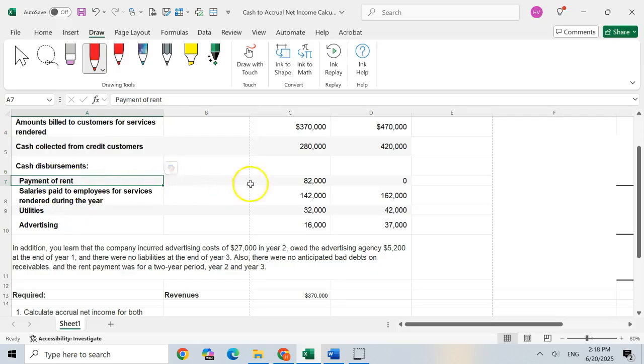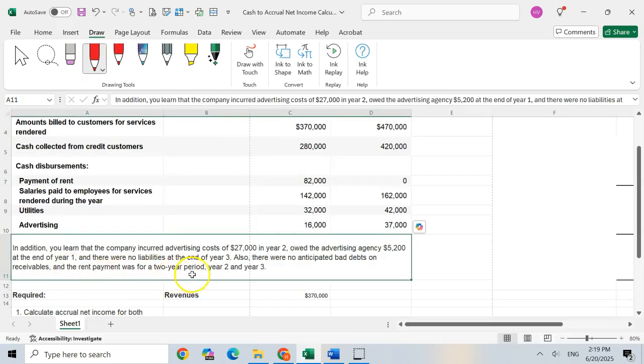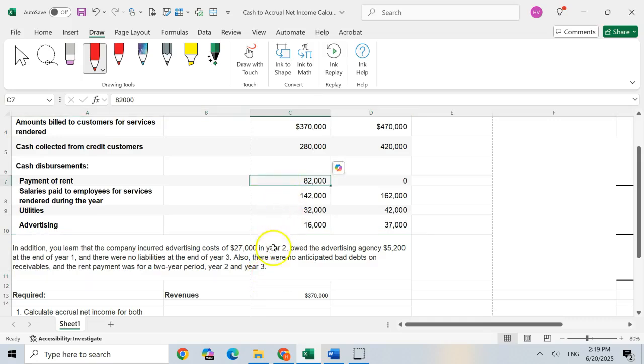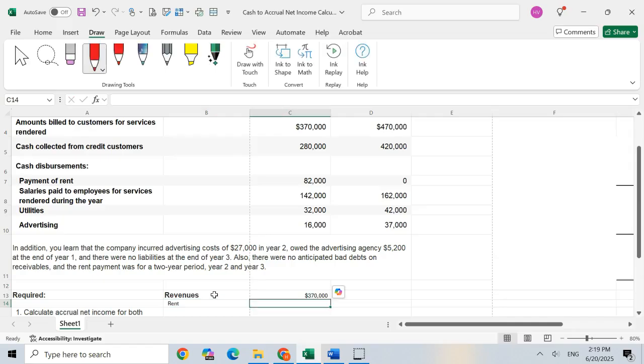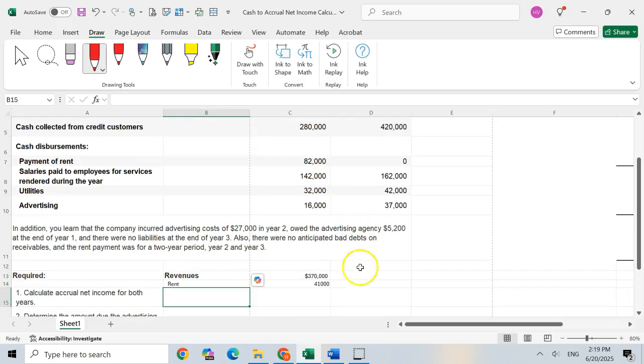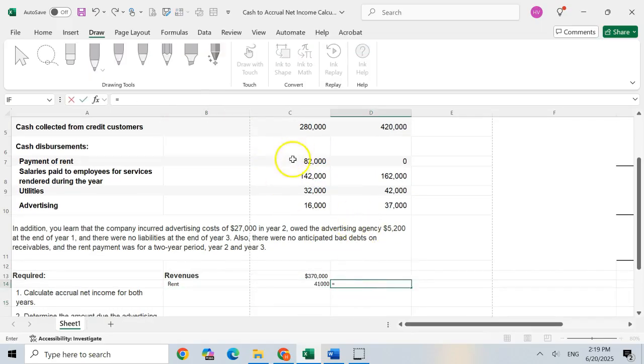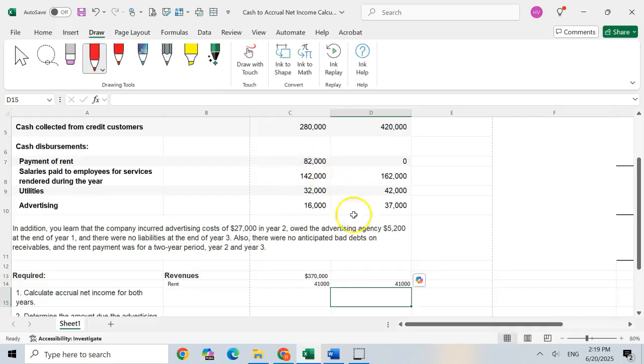So the first one they tell us is payment of rent was $82,000. However, in the detail, it tells us that the rent payment was for a 2-year period, year 2 and year 3. What that tells us is that the $82,000 is really for 2 years. So the company paid the $82,000 in advance. So half of that is for year 2, and then the other half is for year 3. So I'm going to just put that in the year 3 column.